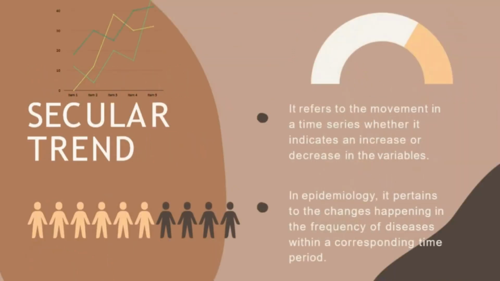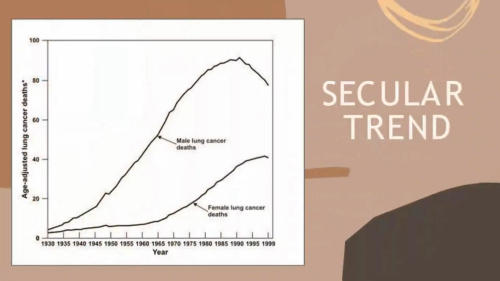Let us first discuss secular trend. Secular trend is one of the types of time variables. Conceptually, it refers to the decrease or increase in the variables within a time series. We use secular trends in epidemiology for the sake of determining the changes in the frequency of diseases within a corresponding time period. For our first example, we have here a line graph that clearly exhibits the pattern of lung cancer deaths within the male and female groups that correspond to their age within a specific time period.